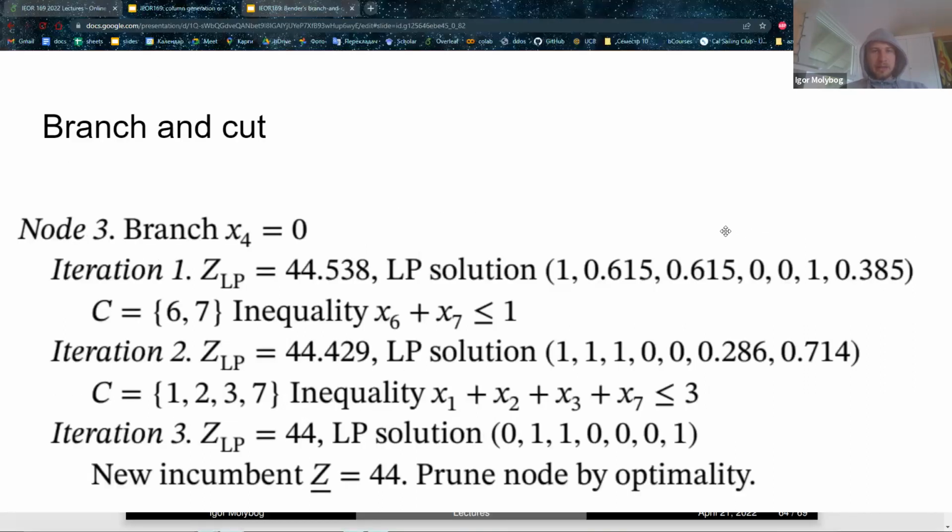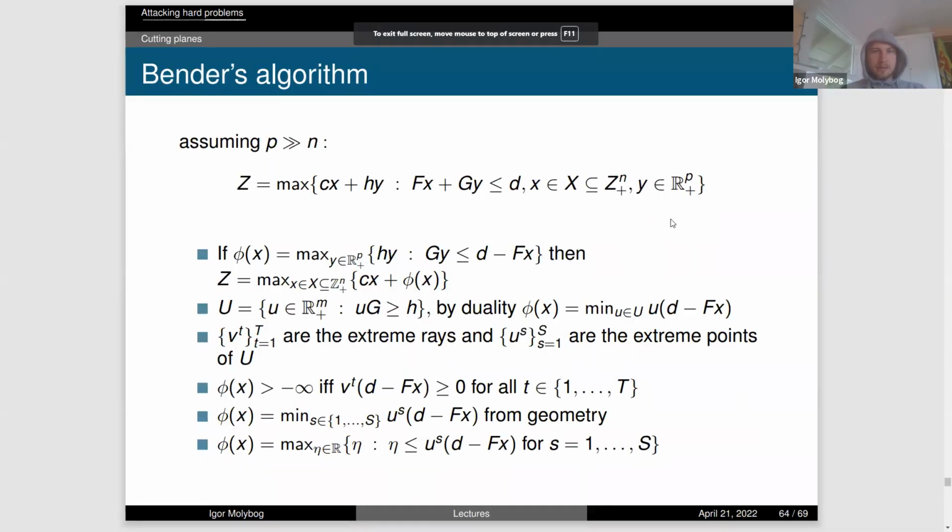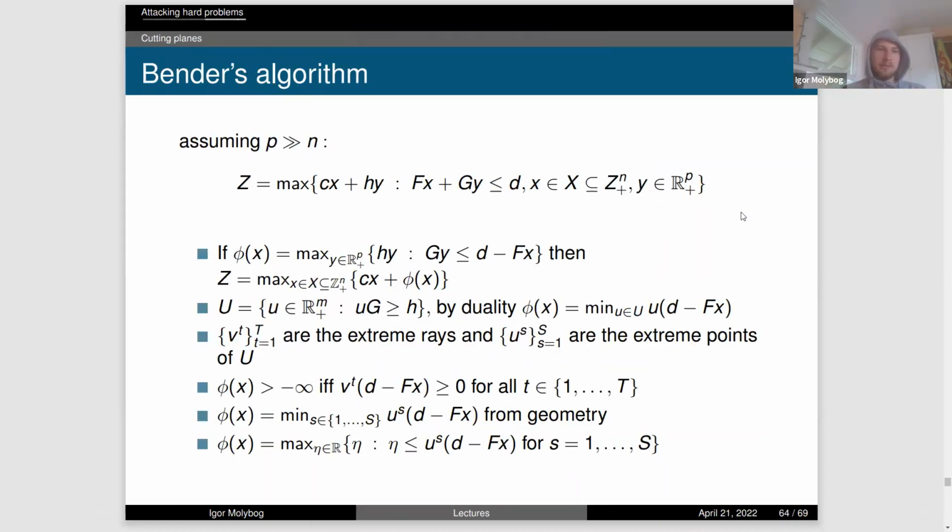Let me come back to the more general approach to branch and cut. So far we have seen the example of an abstract problem, and we have had a specific, very clear way of how to construct valid inequalities for the knapsack problem specifically.